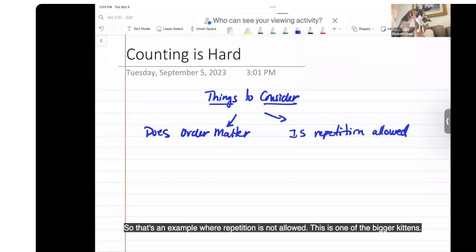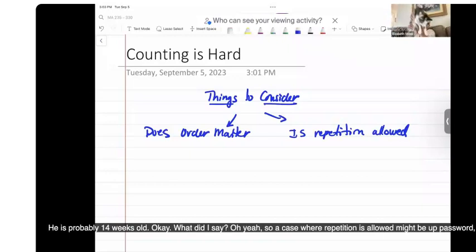This is one of the bigger kittens. He is probably 14 weeks old. Okay. What did I say?